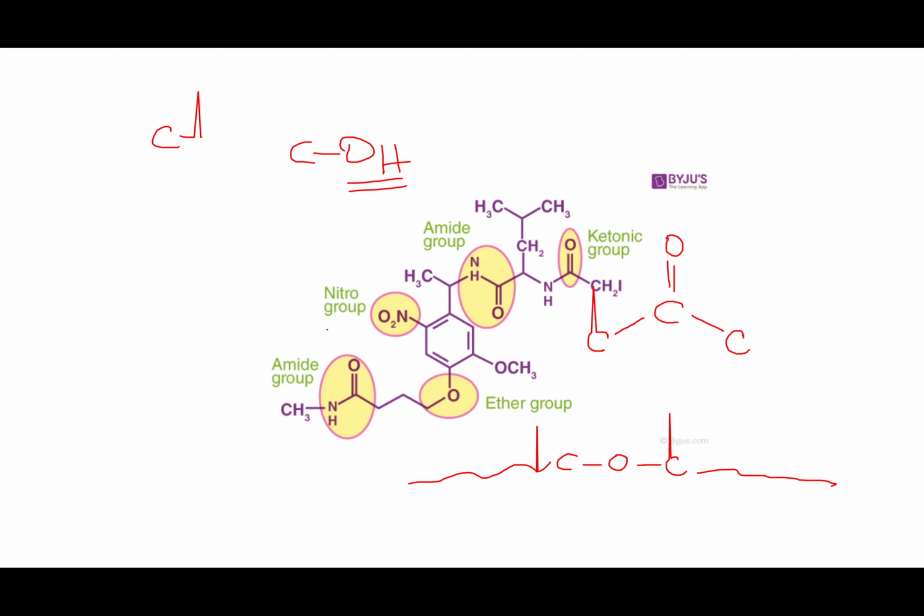Another one is this nitro group. The nitro group is represented by the NO2. Whenever you see an NO2 attached to a carbon or to a molecule, for example, this is a long chain of carbon, then this NO2 is what we call a nitro group.